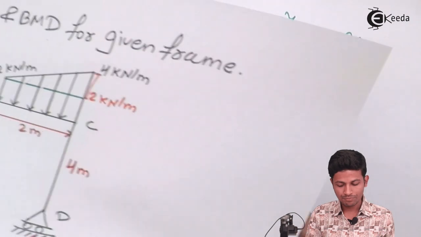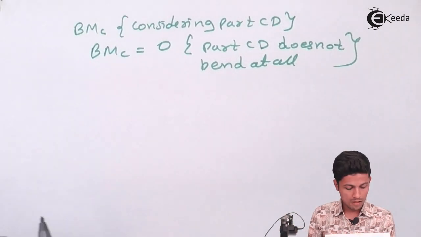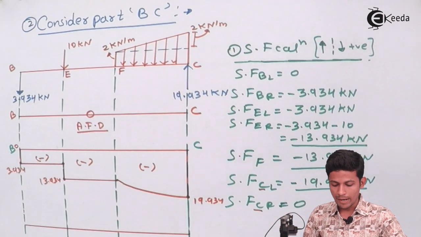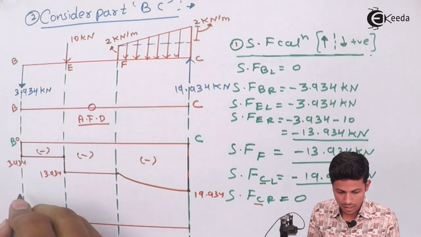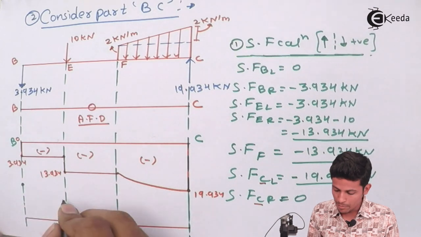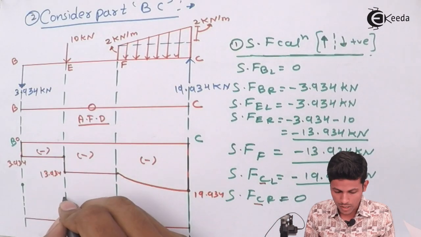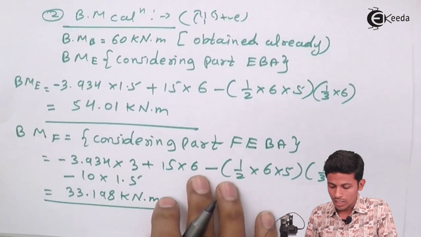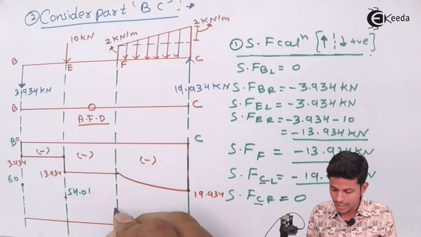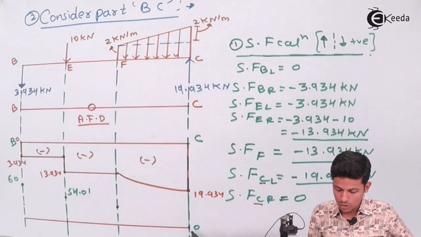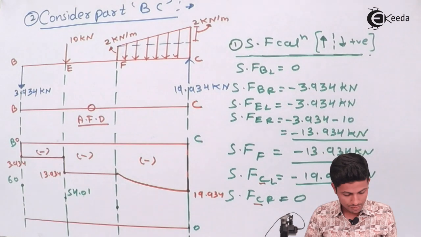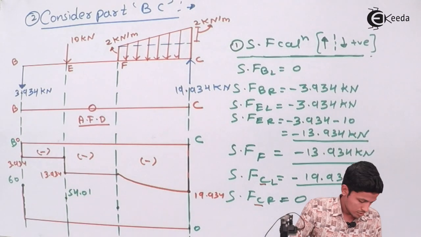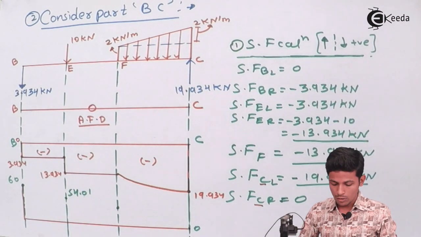Now draw the diagram. Now I draw the bending moment diagram. See, we have calculated all the values. Bending moment at B will be 60, which will come over here. Bending moment at E will be 54.01, which will come over here. This is 60, and this value will be 33.198 over here, and this will be 0. Now draw all the values.